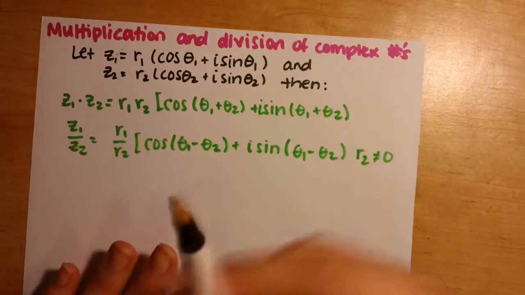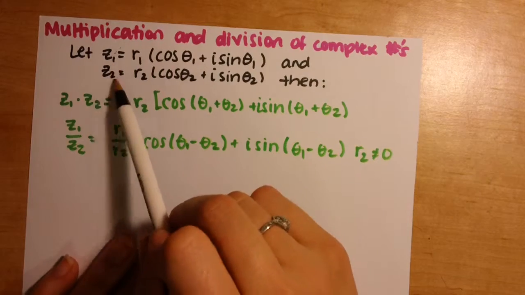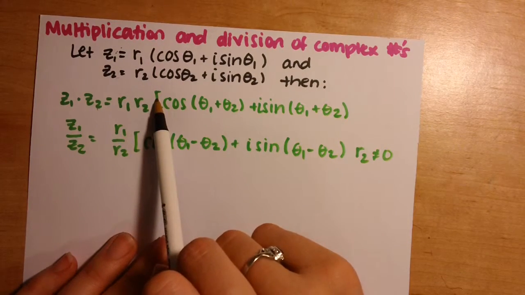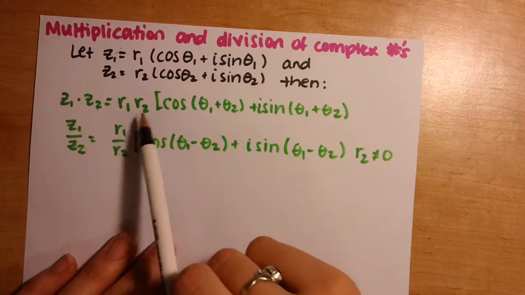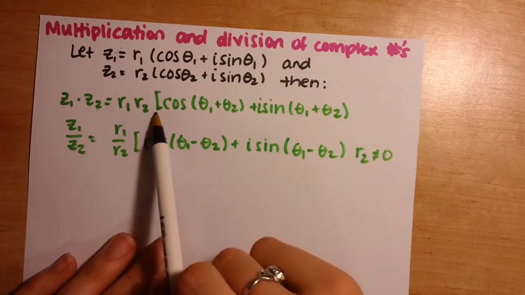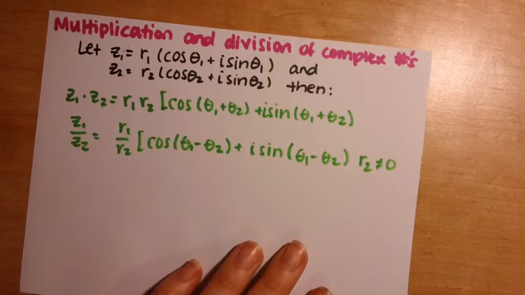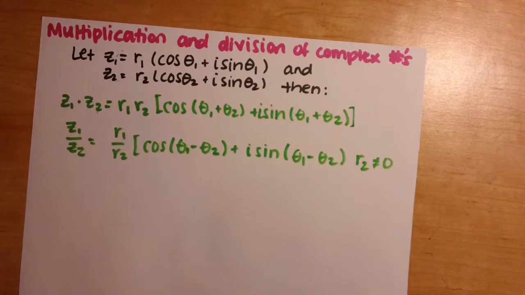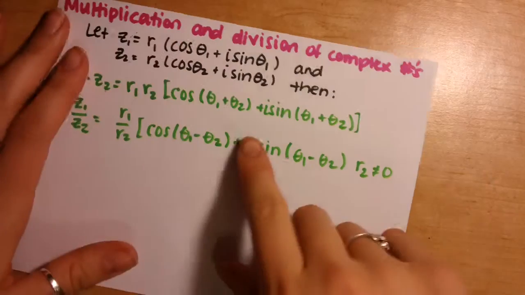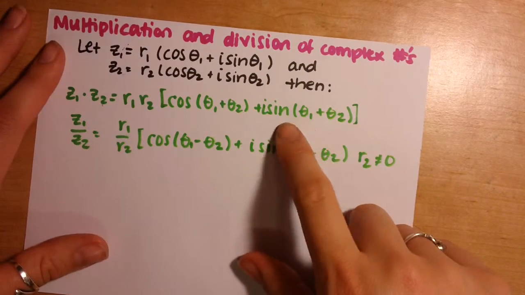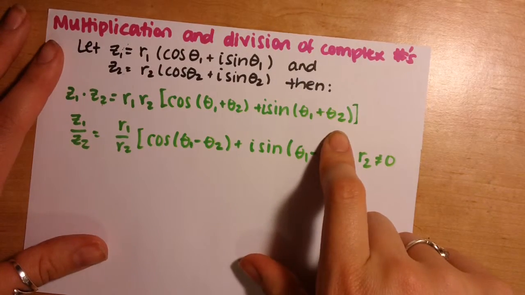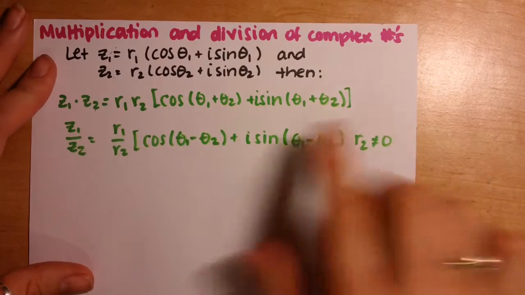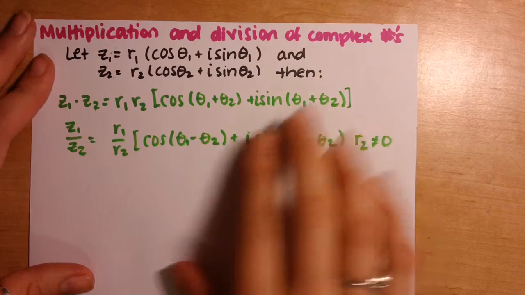So now if I want to multiply them together, I want to take z1 multiplied by z2. I'm going to take their magnitudes, r1 times r2, all together multiplied by cosine of the sum of the angles plus I times the sine of the sum of the angles. Okay? Important formula to memorize. We will actually work on deriving this in class to see where it comes from.